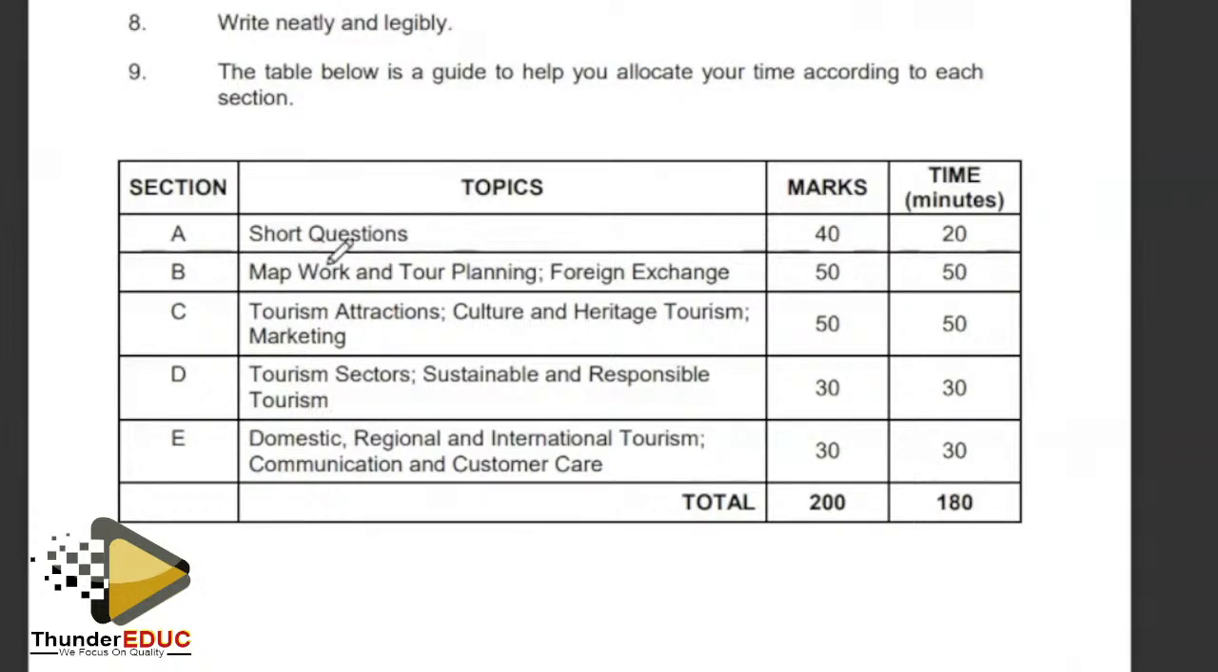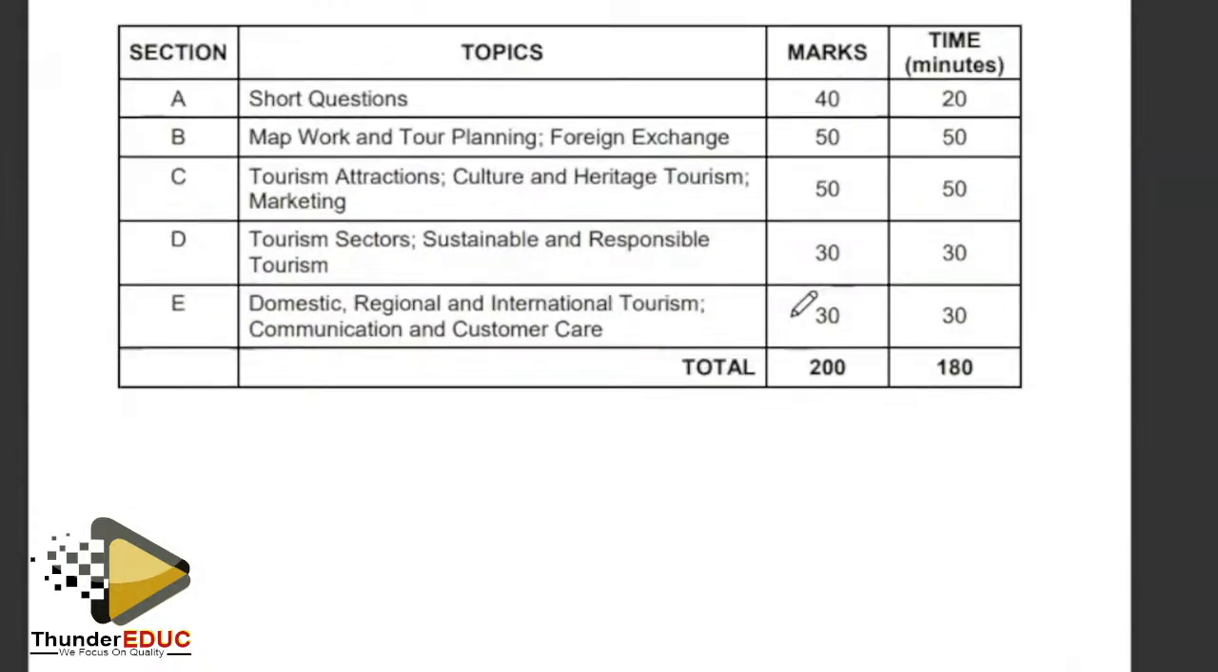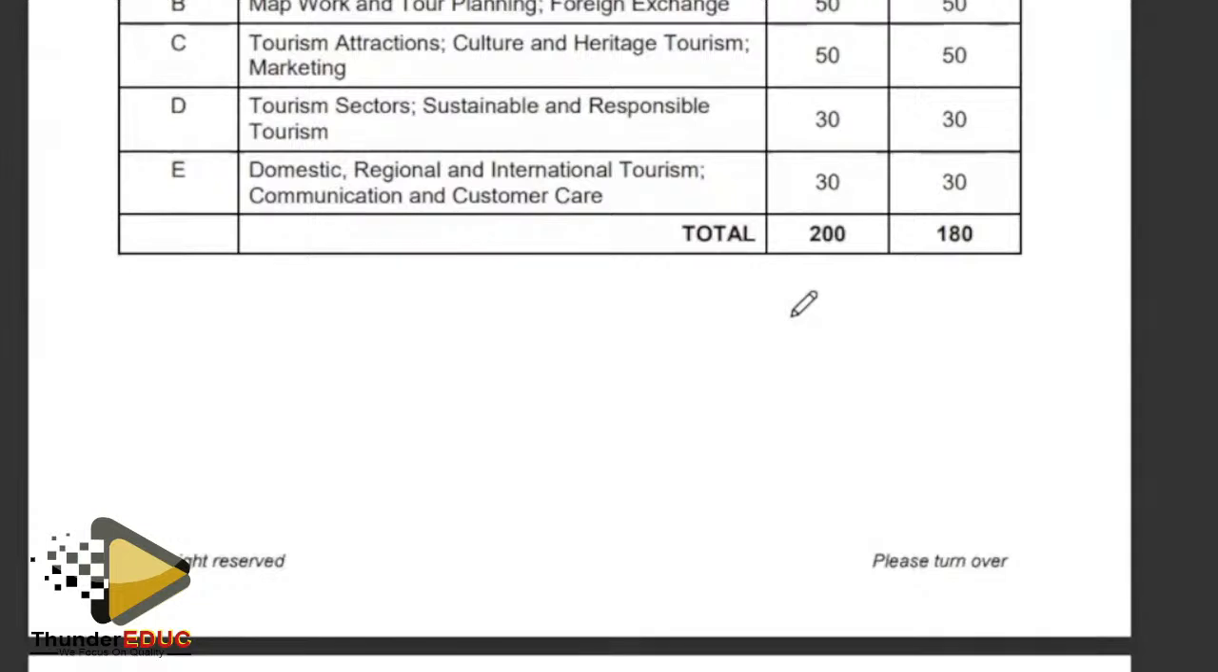Then if we look at this table, it has a breakdown of the topics which we are going to look at. Section B mainly consists of short questions which make up to 40 marks. Then we also have map work and tour planning and foreign exchange together. Then we also have tourism attractions, culture and heritage tourism, and marketing, where we'll be looking at world icons. We'll also look at world heritage sites which are found in South Africa.